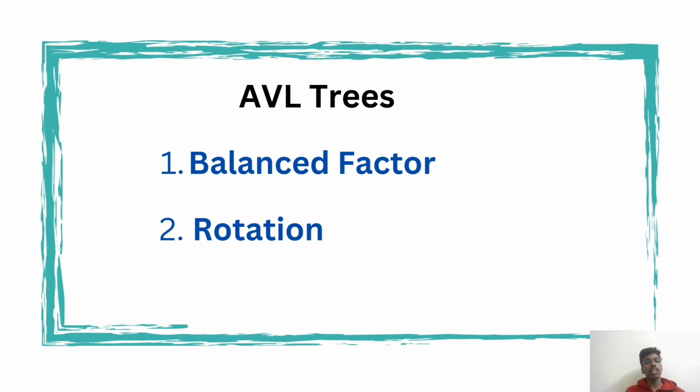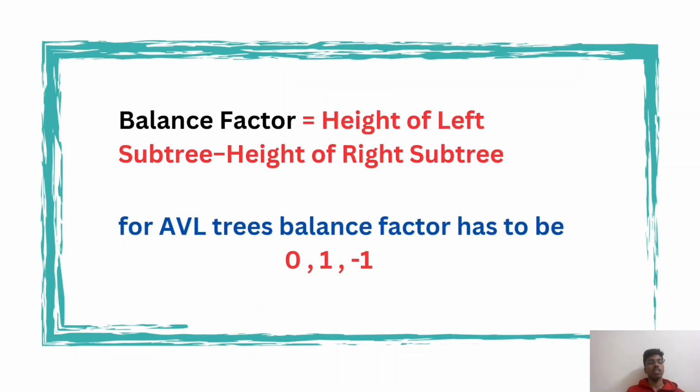There are mainly two properties of AVL trees. The first one is balance factor and the second one is rotation. So what is balance factor? It is the difference between the height of left subtree and the height of right subtree. For AVL trees, it will be 0, 1, or minus 1.